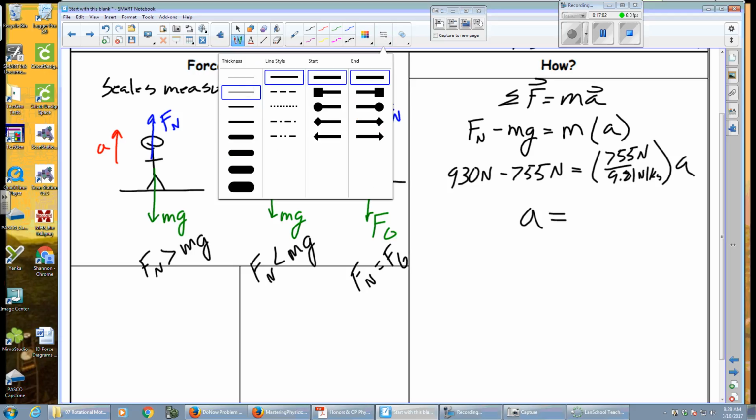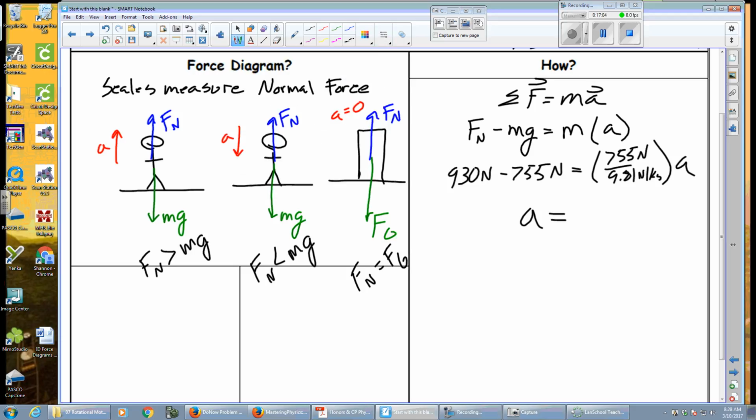And then for the second part, exact same way, except now I still have force normal minus mg equals m, but now times negative a, because the a is now pointing downwards. All the same substitution, but make sure you have solved for a. You guys think you can do the algebra there? Now you see it?